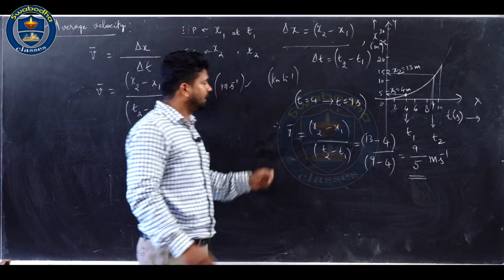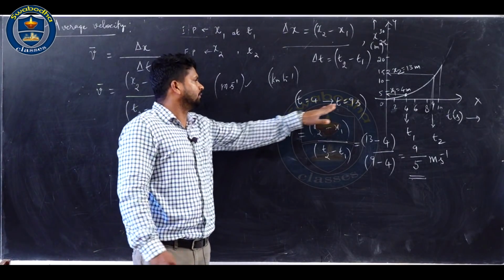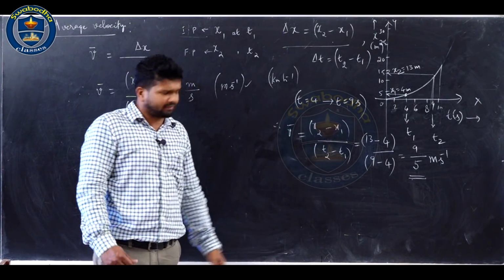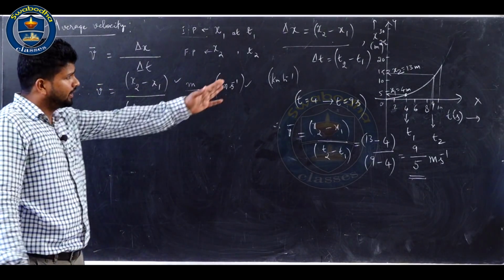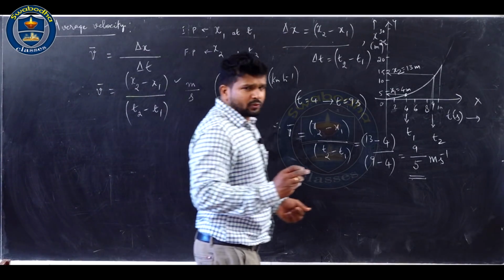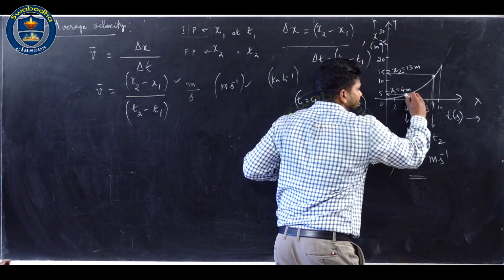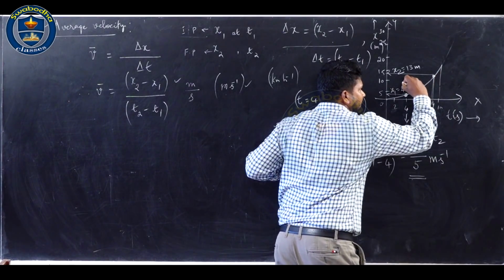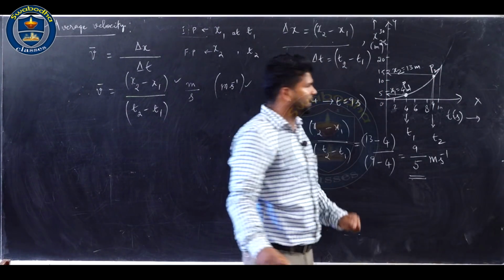This is the average velocity v bar over the interval t equal to 4 second to t equal to 9 second. This is how we can calculate average velocity using the xt graph. But actually, this is the initial point, let me call it P1. This is the final point, final position P2.